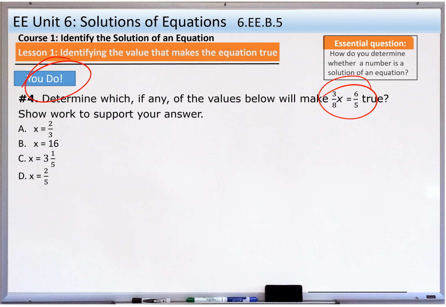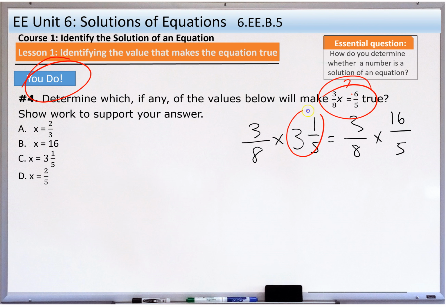Alrighty, so I've already gone through them, so I'm going to let you know which one is the correct answer. If I take 3/8 and multiply it by 3 1/5, will that be equal to 6/5? In order to multiply, we have to convert that mixed number to an improper fraction, and if you can, simplify before you multiply. That leaves me with 3 times 2 divided by 1 times 5, 6/5. That indeed makes my equation true.